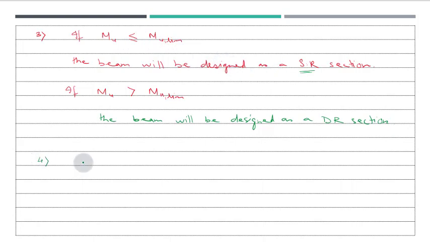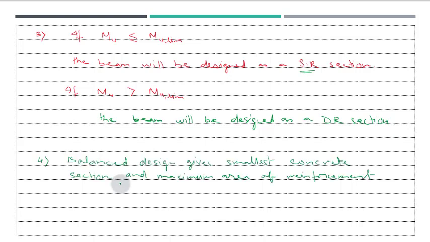Fourth point. Always remember, a balanced design will give the smallest concrete section and maximum area of reinforcement. So what you will find if you are designing a beam section as a balanced section is that it will result in the smallest concrete section, while in that design the steel will correspond to maximum steel. Okay, so here is the explanation of it.